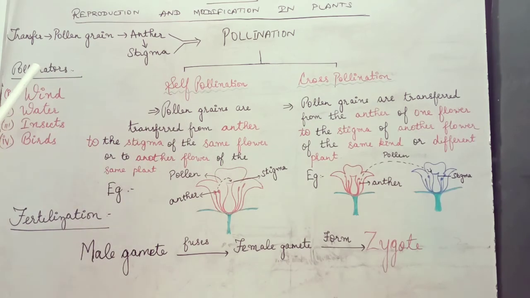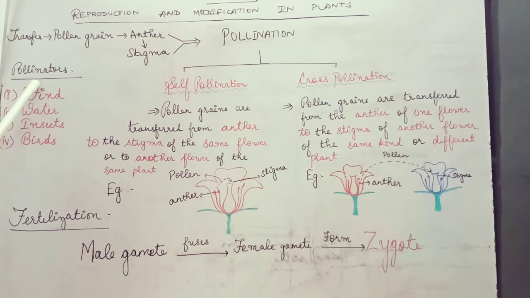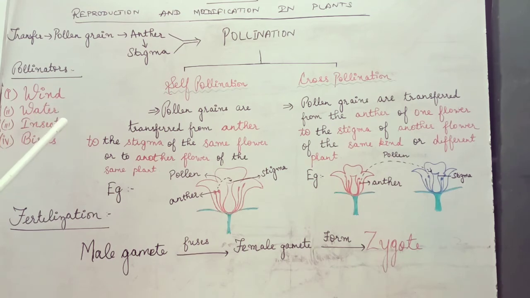Now, who are these pollinators? The pollinators are wind, water, insects, birds. These agents are helping in pollination. For example, paddy and tomato need the help of insects to create vibration in the flower so that they will effectively undergo pollination.